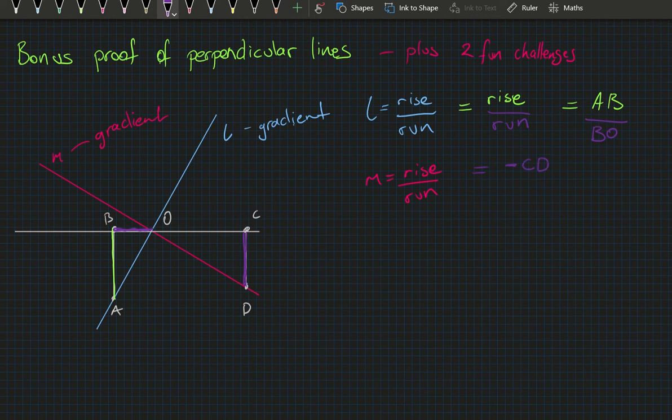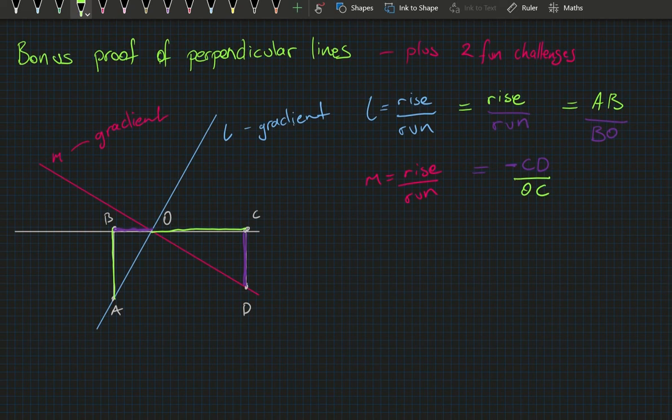And its run is this segment length here, which is equal to O to C. Okay, if you think you can solve it now, pause the video and have a go yourself and come back and see what I've done. Otherwise, let's keep on going.